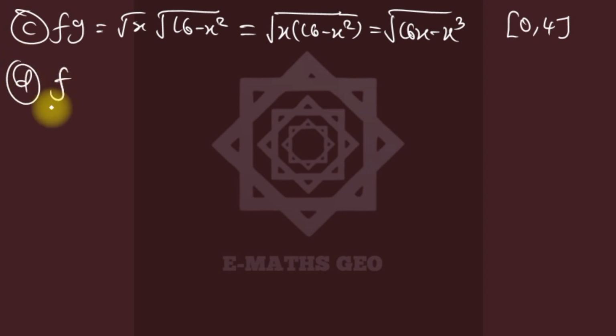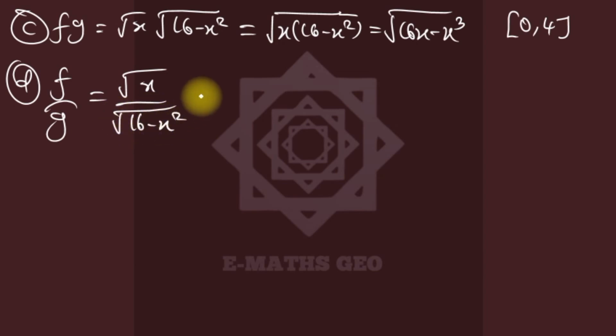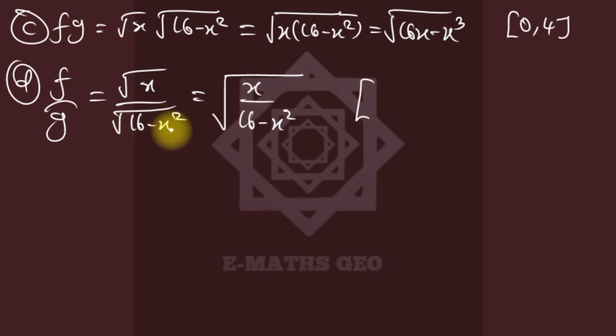The last one, f divided by g, is root x divided by root 16 minus x squared, which we can bring together, x over 16 minus x squared. So the domain, we need to be careful. We will not include where the denominator is 0. So 4 is not included. So the domain is 0 to 4, with 4 not included. So that is our answer. So always try to include the domain.